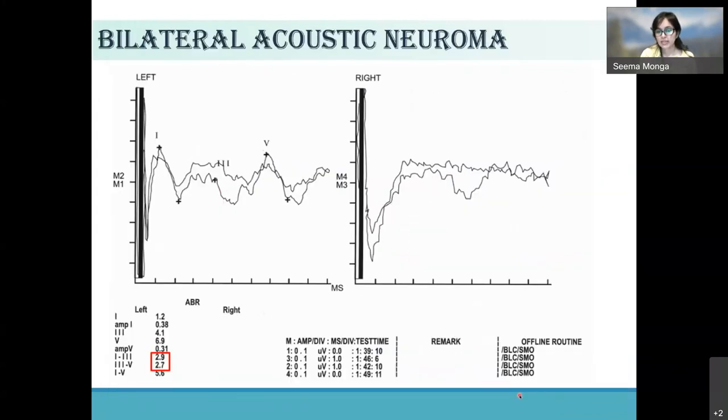Now, this is bilateral acoustic neuroma. All right, both the sides acoustic neuroma. On the right side, do you see any wave? No wave. On the left side, there are waves 1, 2, 3, but again, not very good, not very high amplitude. On the right, there is no wave. You're sure there is acoustic neuroma. But on the left side, here also, 2.9. How much is the latency? I told you it should be less than 2.2. It is high. 1 to 3 is high, and 3 to 5 is also high.